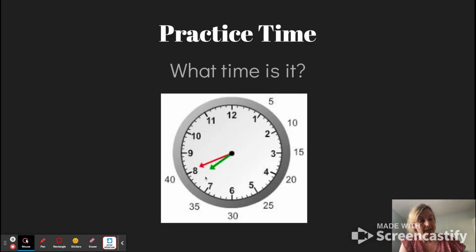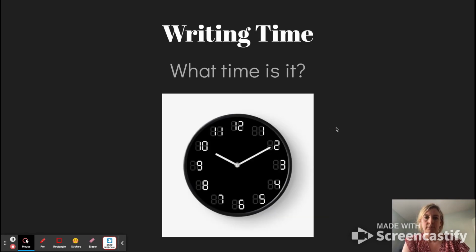Even though the hand looks closer to 8, it's still in the 7 o'clock hour. Now what about the minute hand? Remember, the minute hand is the longer one. Well, if we're trying to figure out what it represents at the 8 here, again, we need to, that's right, skip count by 5s. 5, 10, 15, 20, 25, 30, 35, 40.